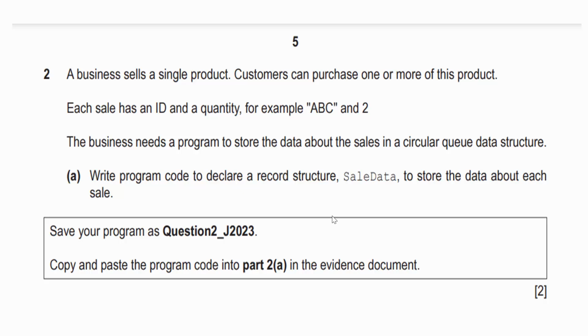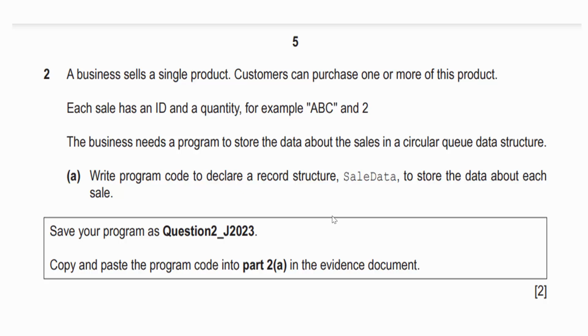A business sells a single product. Customers can purchase one or more of this product. Each sale has an ID and a quantity, for example, ABC and an integer data type. The business needs a program to store the data about the sales in a circular queue data structure. Write program code to declare a record structure, SaleData, to store the data about each sale.